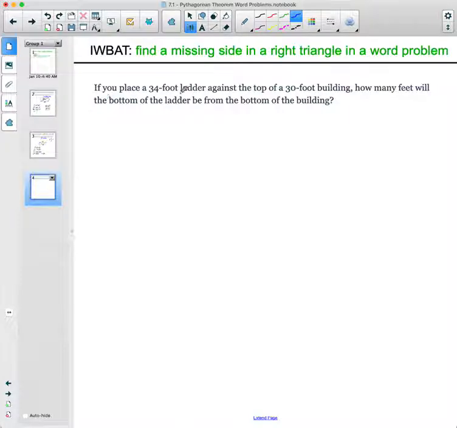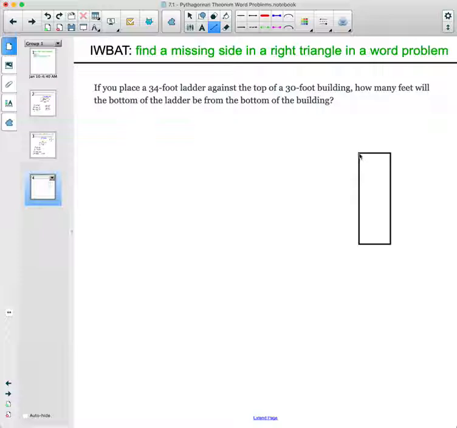Last one: if you place a 34-foot ladder against the top of a 30-foot building, okay? Let me just draw a building here. You don't have to do this, but here's our building. Then we have a ladder that's leaning against it, from the top of the building to the ground. How many feet will the bottom of the ladder be from the bottom of the building? You see that right triangle formed there? You really just need the triangle, but it helps to draw out the building so you can see where everything is going.